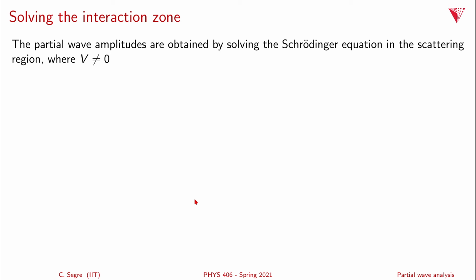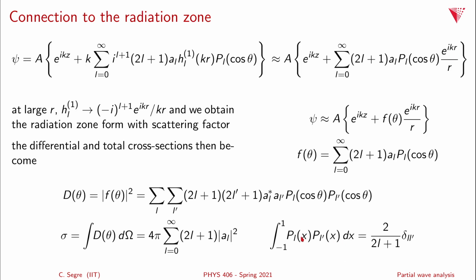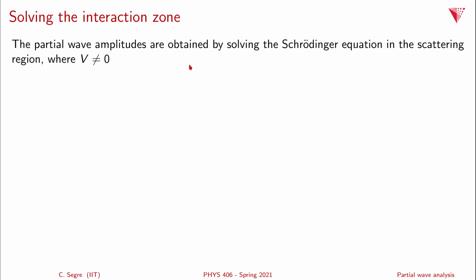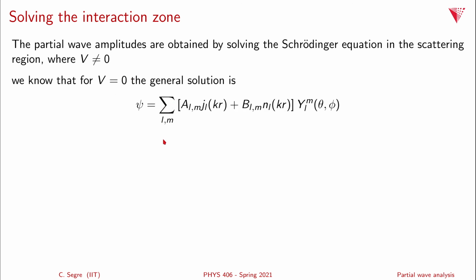Now finally, the partial wave amplitudes, these factors A here, have to be obtained by solving the interaction zone. So the partial wave amplitudes are obtained when you solve the Schrödinger equation exactly in the scattering region, that is the interaction zone, where V is not equal to 0 and the centrifugal term also equals 0. Now, you have to know the potential for that. Let's imagine for V equals 0, we can find out what the general solution is. So if you have no potential at all, then you have the following.